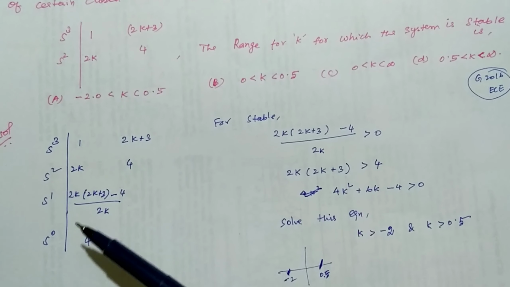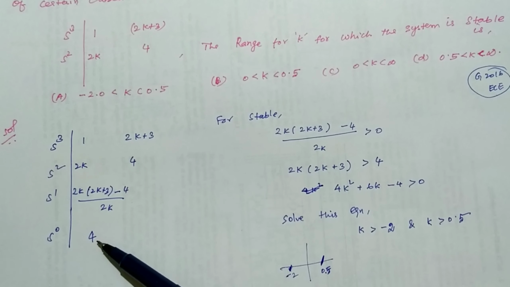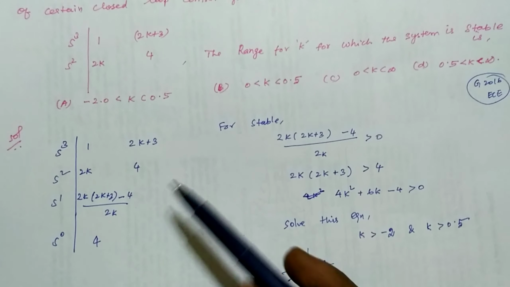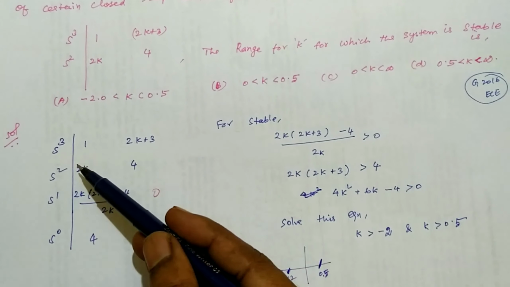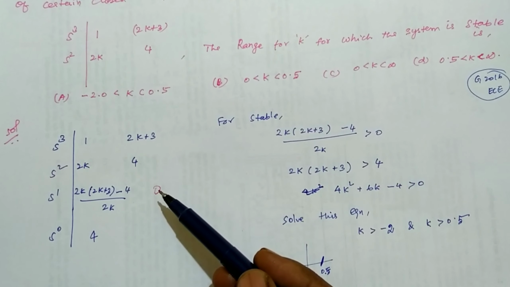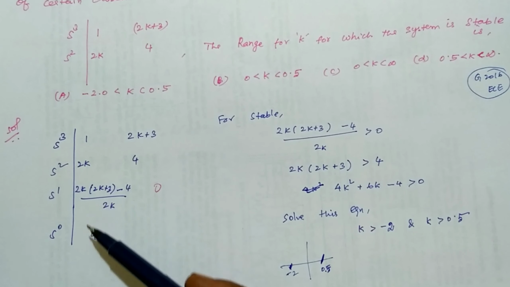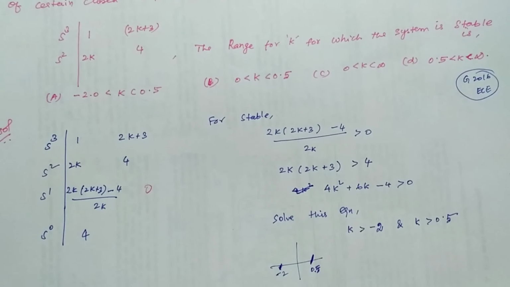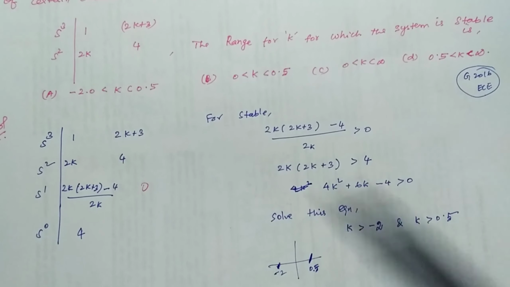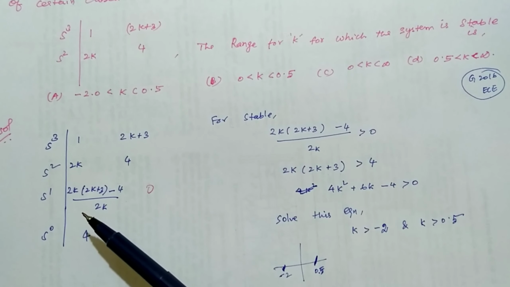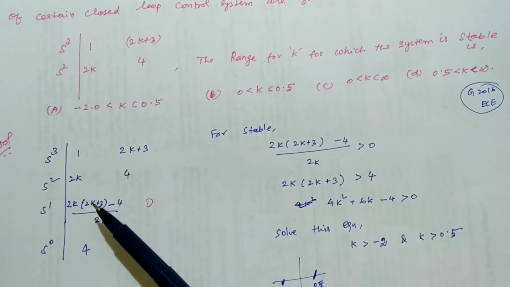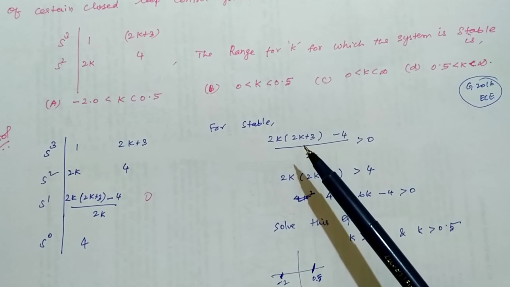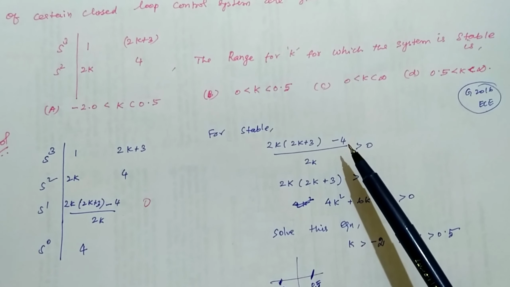Again, the s power 0 term: this entire term is multiplied by 4, and here we have 0. So 2k into 0 divided by this term, so that becomes 4. For stability, the condition is that the first column of the Routh array must be positive elements. So therefore this term should be greater than 0: 2k into (2k plus 3) must be greater than 0.